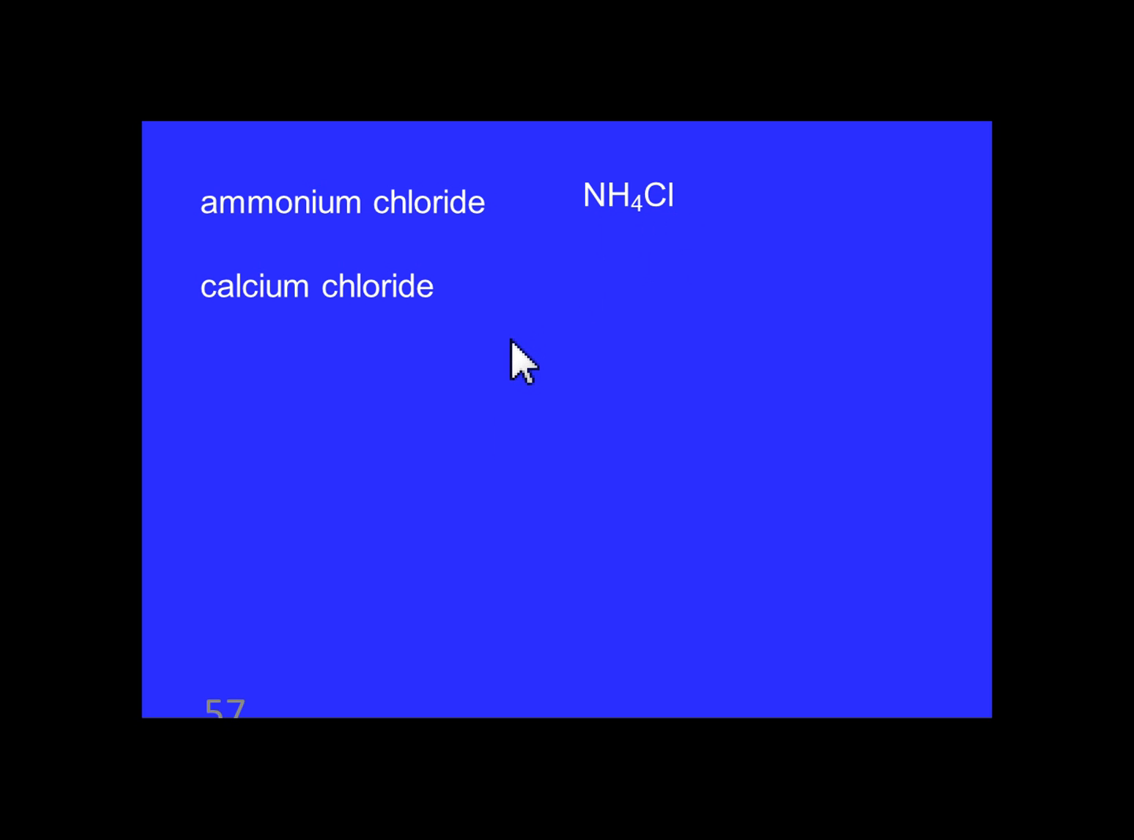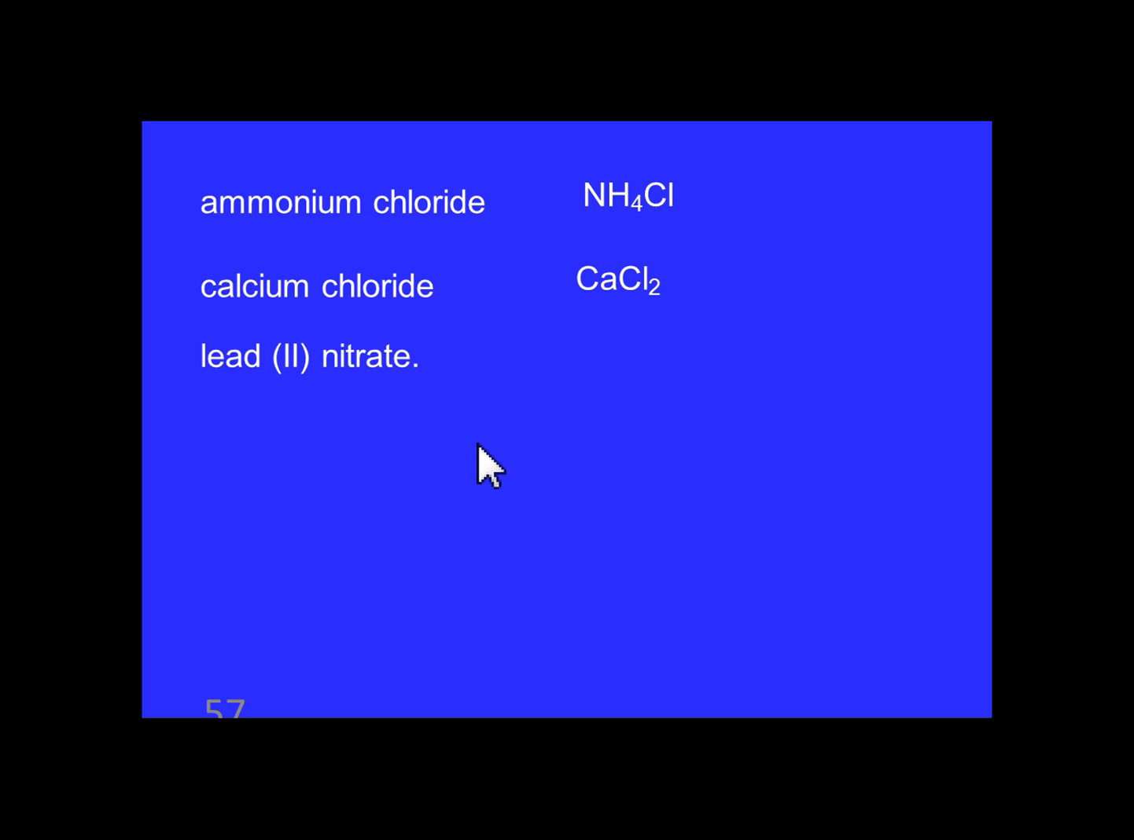All right, calcium chloride. Calcium is Ca with a +2 charge. Chloride is Cl with a -1 charge. So you're going to need 2 of these chlorides. Notice you don't need the parentheses here because it's not a polyatomic ion. So the formula for calcium chloride is CaCl2.